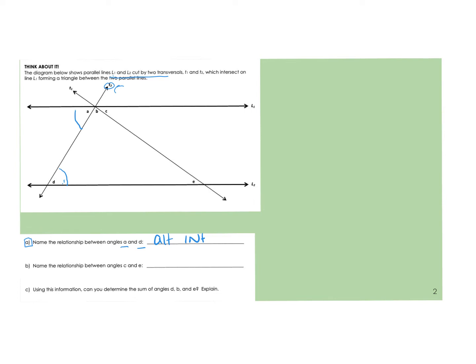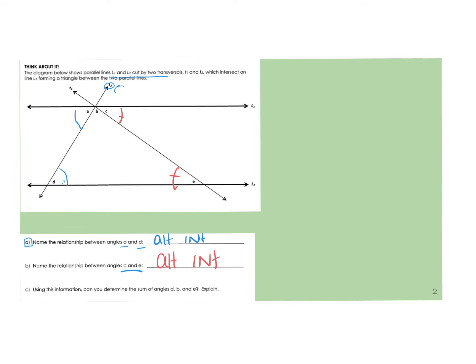Next part of the question, what's the relationship between C and E? So here we have angle C, and here we have angle E. Same thing, it's just on the other transversal. So those are also alternate interior, right? Which means they are congruent. Anytime they have a special name like vertical, corresponding, alternate interior, exterior, that just means congruent, okay?